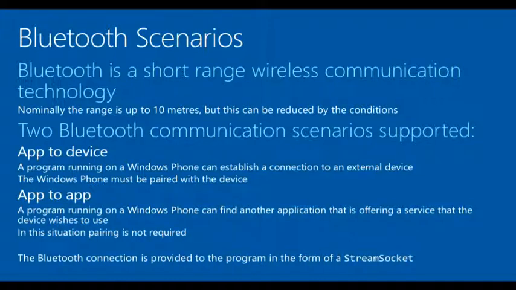And we support two ways of using Bluetooth. First of all, app to device, which is where some sort of other external device, a robot or something, a helicopter or whatever, has to be paired with the phone. And then you can set up communications with it over Bluetooth, and you can control your helicopter or whatever it is. The other one is app to app, where you've got the same app running on two phones, and here the phones don't have to be paired, but one copy of your app running on one phone can discover another copy of itself running on another phone, and they can set up a Bluetooth connection between each other.